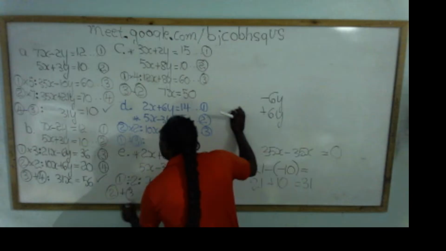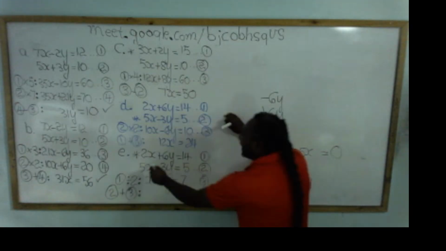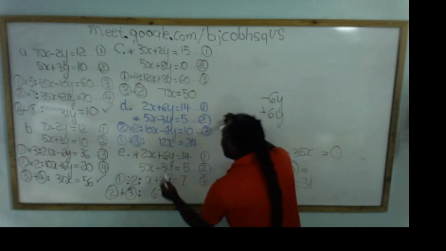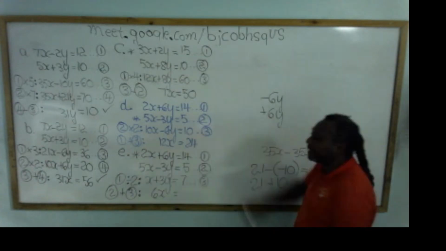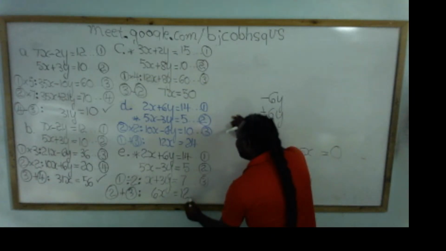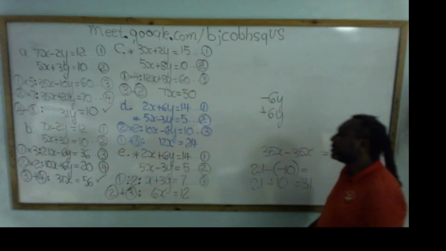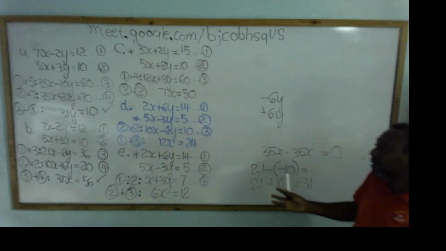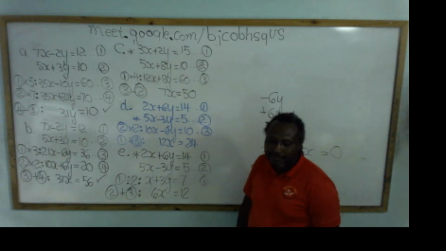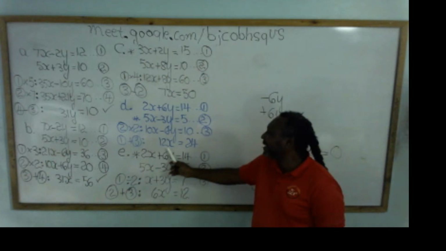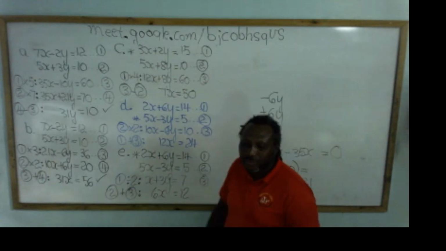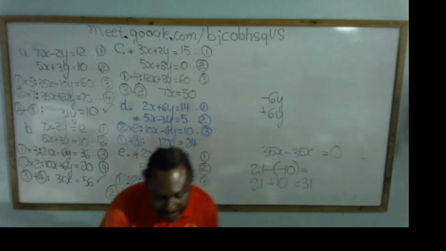And what do we get? 5x plus x is 6x. Of course, the y's are additive inverses and are eliminated. And then 5 plus 7 is equal to 12. So if you look at it now, you'll see 12x equals 24. If 12x is equal to 24, what's the value of x?